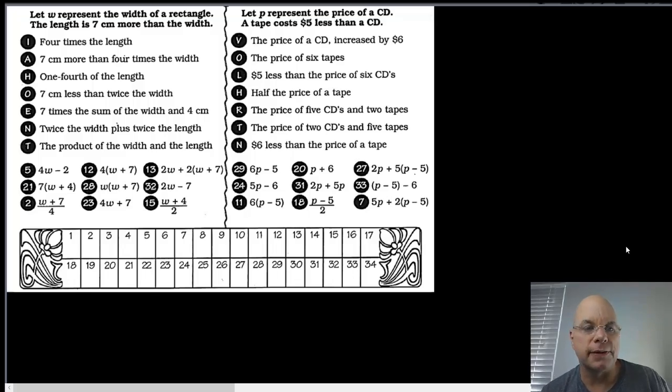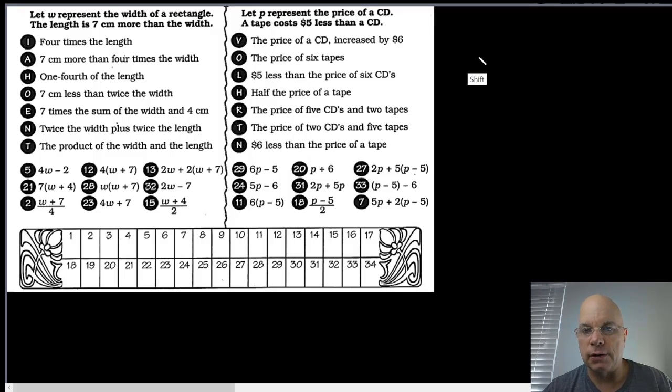Today in class we practiced expressing unknown values as variables and then writing variable expressions. And you're practicing that on tonight's homework. I'm going to do a few of the problems from this section with you. This section says let W represent the width of a rectangle. The length is 7 more than the width.